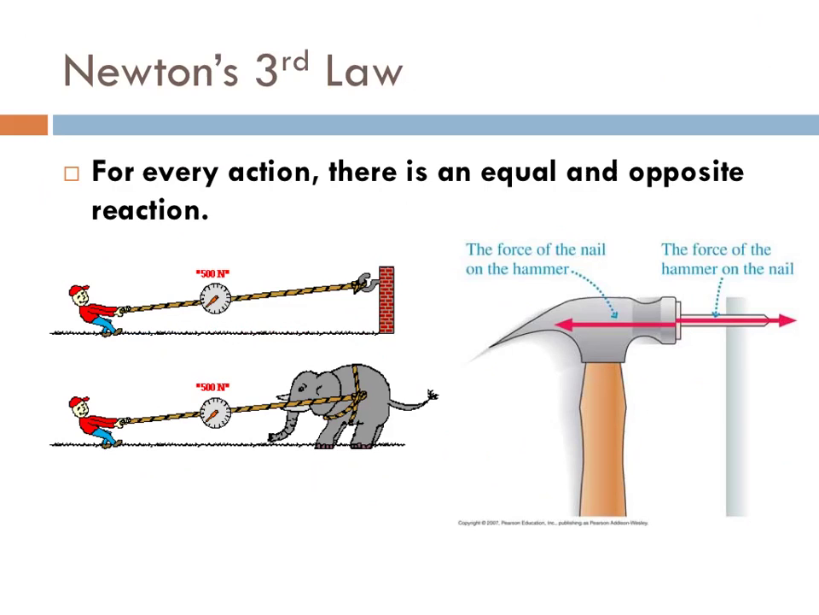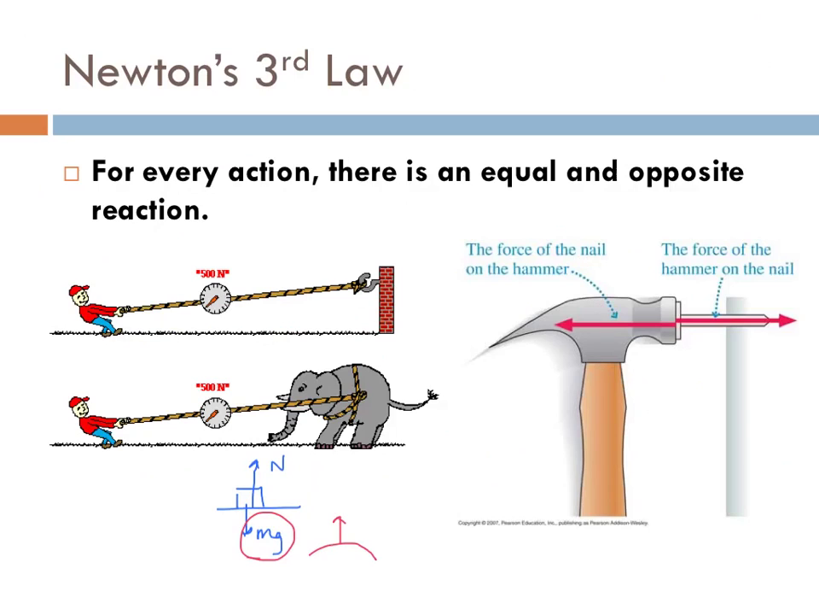Also, just to clear up a misconception, if you have an object sitting on a desk and you have the force of gravity written on it, and you have a normal force being applied, these two forces are not action-reaction force pairs. The force pair for mass times gravity, which is this one down here, would be the force of this box pulling on the earth.